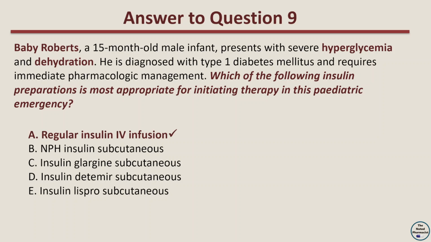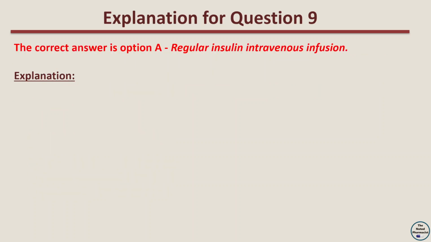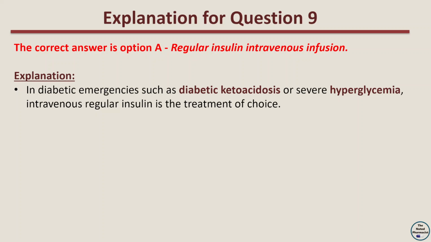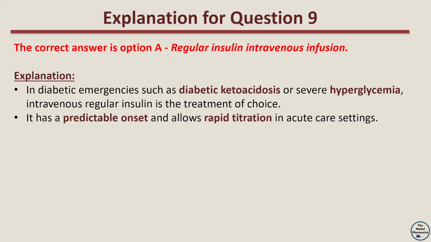The correct answer is option A, regular insulin intravenous infusion. The explanation is that in diabetic emergencies such as diabetic ketoacidosis or severe hyperglycemia, intravenous regular insulin is the treatment of choice. It has a predictable onset and allows rapid titration in acute care settings.